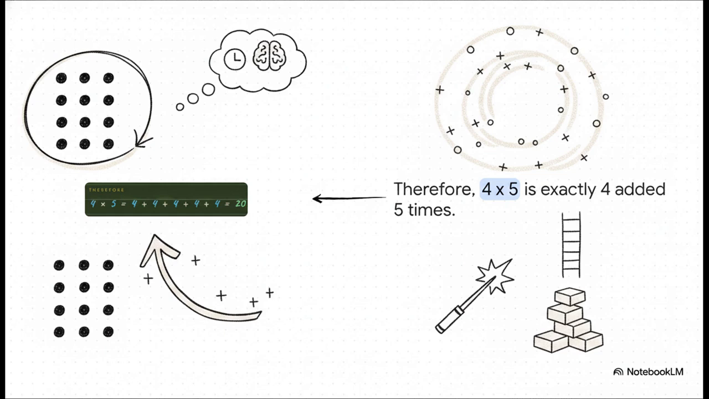And this brilliantly illustrates the core truth of the whole concept. 4 times 5 is literally mathematically identical to adding 4 to itself 5 times. It's not magic, guys, it's just highly efficient addition. Once you grasp this, absolutely nothing in multiplication can truly intimidate you.